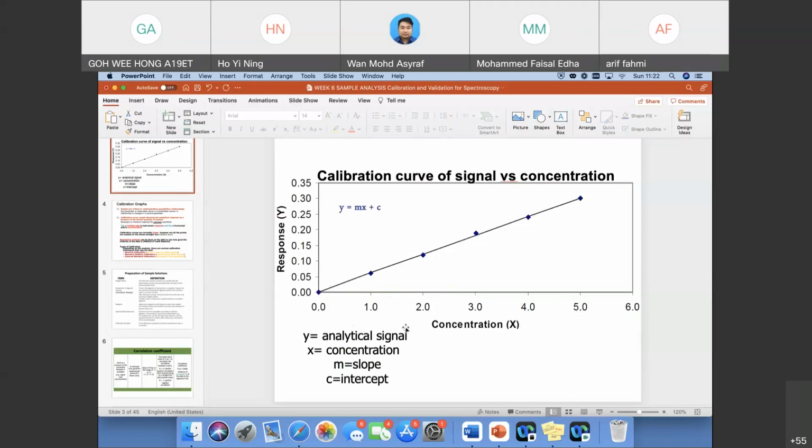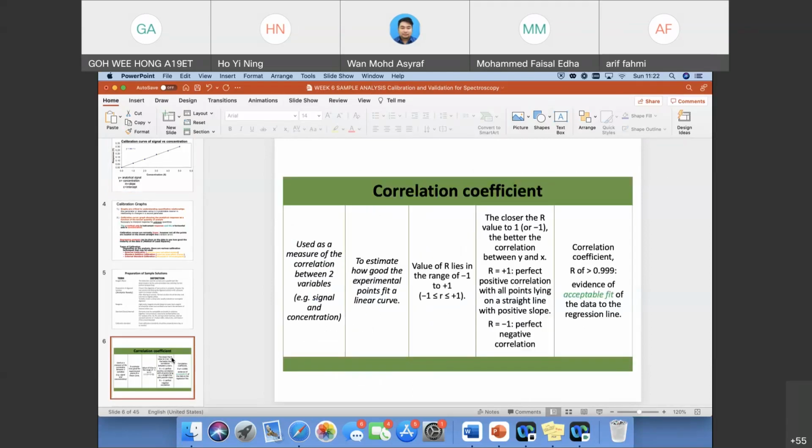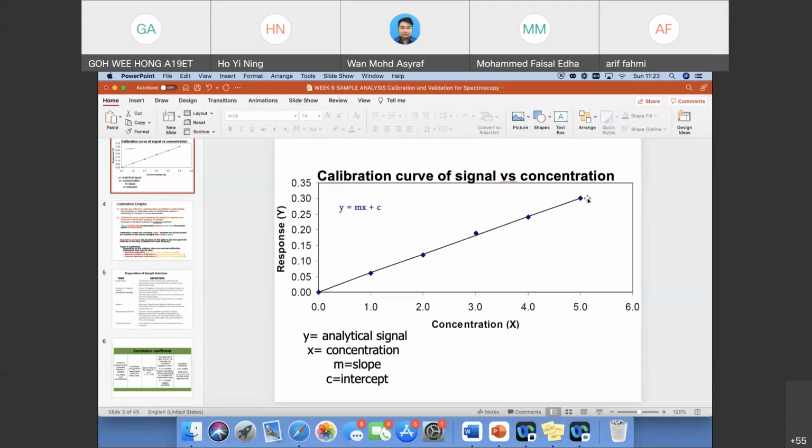Okay, and then you do your analysis. So basically these are the responses. All of these are obtained experimentally. Based on this, to estimate how good the experimental points fit the linear curve, when we look at this curve, it shows that it fits more or less 99% good, because there is only one point here that only touches the straight line, due to the random error.